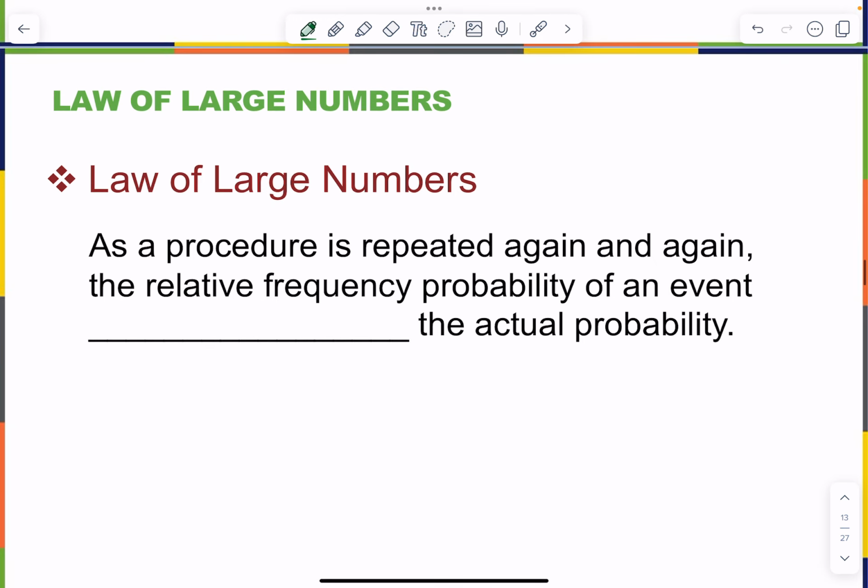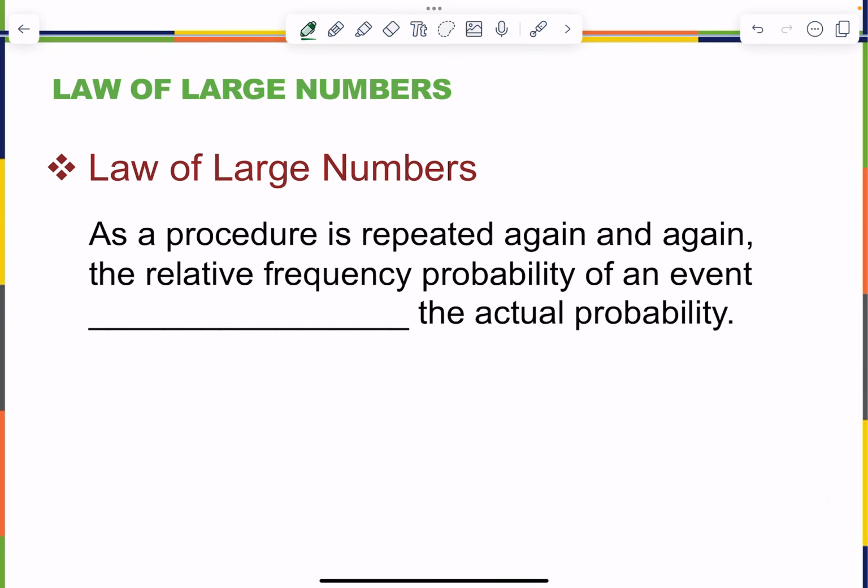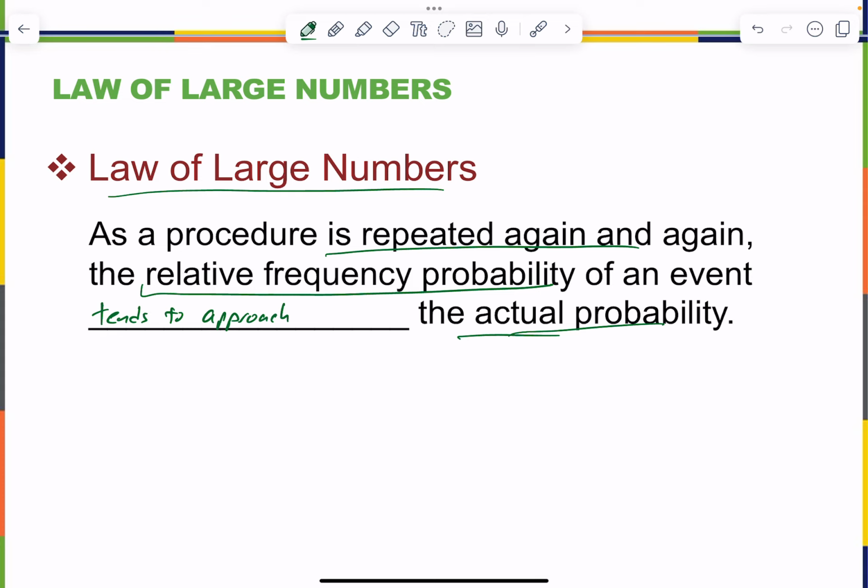Okay, the law of large numbers states that as a procedure is repeated again and again and again, the relative frequency probability of an event tends to approach the actual probability. And so that's sort of a theoretical guarantee, in a sense, under certain conditions, that as we repeat it again and again and again, the relative frequency approaches the actual probability. And that's huge.